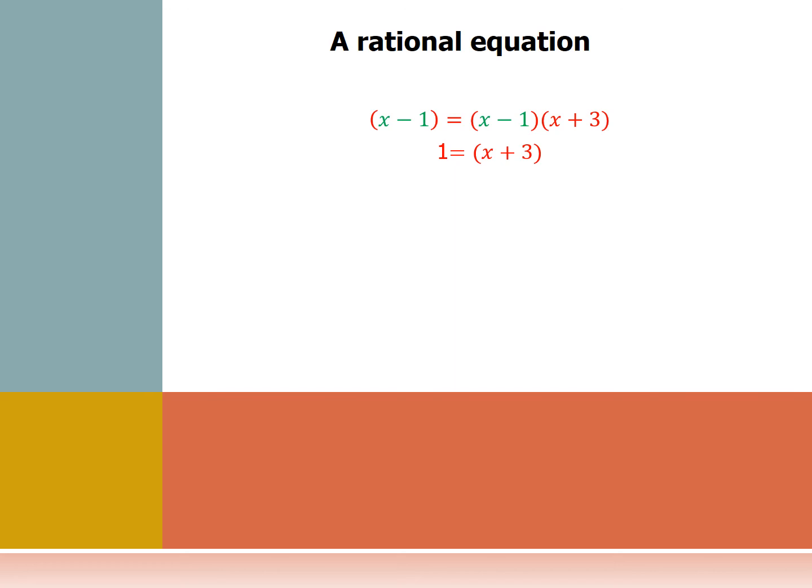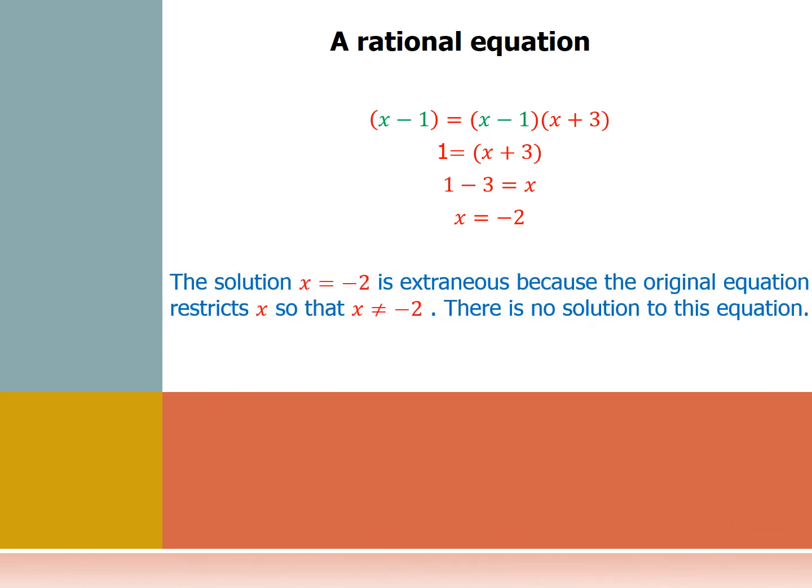Now we want x alone, so move 3 to the other side and change the sign. We have 1 minus 3 is equal to x, so 1 minus 3 is minus 2, so x is equal to minus 2. Now if you see, when we substitute minus 2 in the main equation, we will get 0 in the denominator, so this is a restriction.